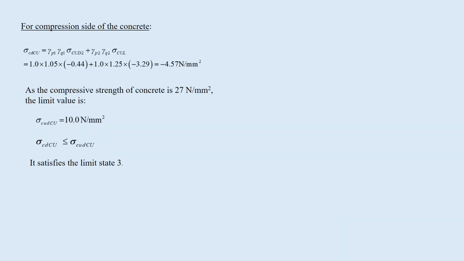For the compression side of the concrete, the post-composite dead load and the live load are applied. As the compressive strength of concrete is 27 Newton per square millimeter, the limit value is 10 Newton per square millimeter. It satisfies the limit state 3.